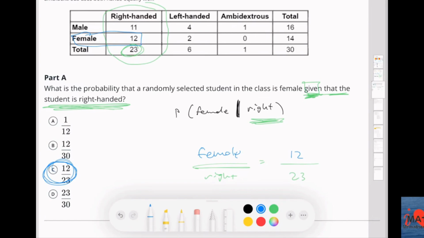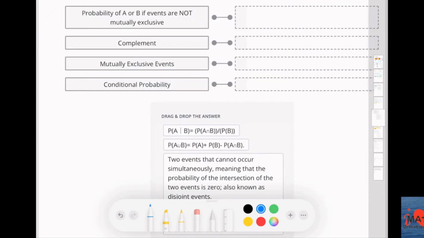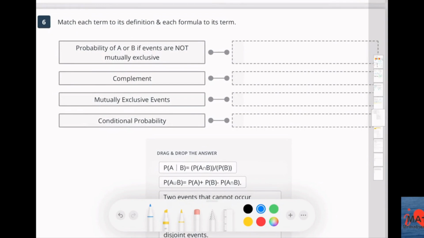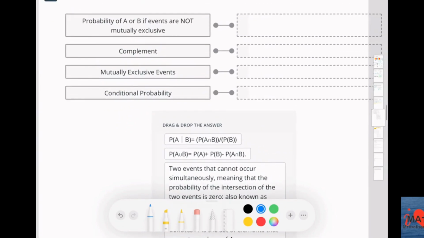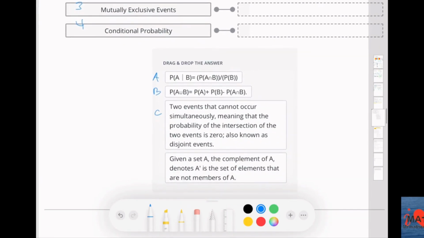That one's a conditional probability problem. This problem is just to match each term in this definition and each formula to its own. So I'm going to write over here, I'm just going to use numbers 1, 2, 3, 4, and I'm going to call these A, B, C, and D.